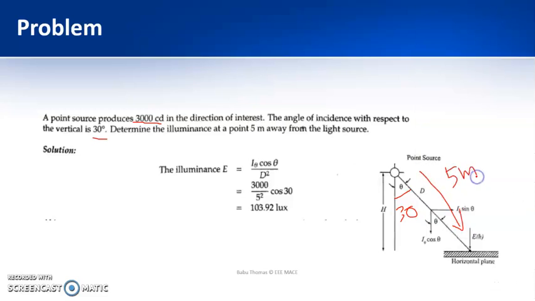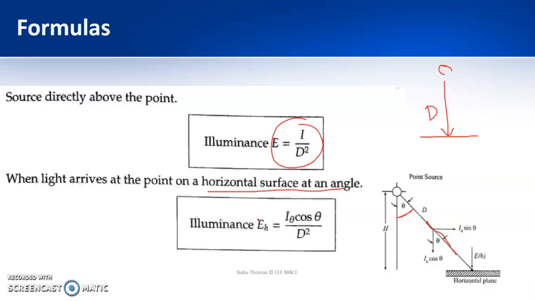5 meter. So it is I cos theta divided by d square, which is 3000 into cos 30 divided by 5 square. So you will be getting it as 103.92 lux. So here always do remember that this d is nothing but this distance, and this h is nothing but the height at which it is being mounted.